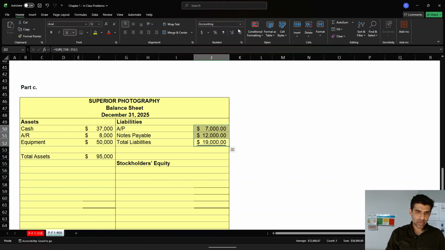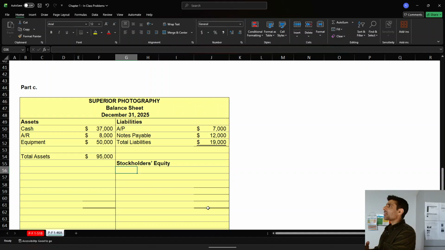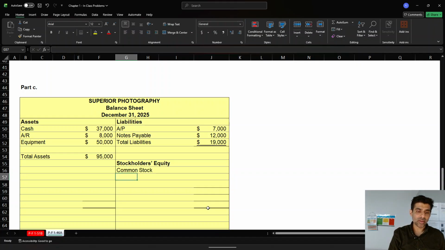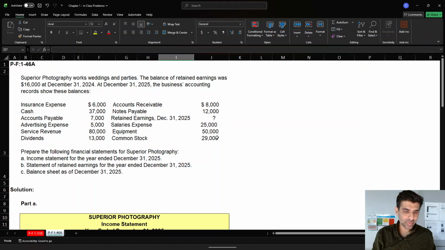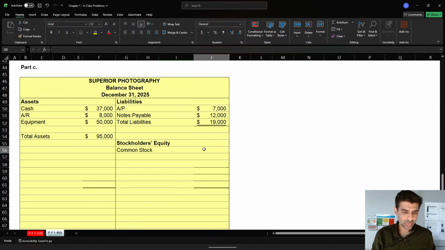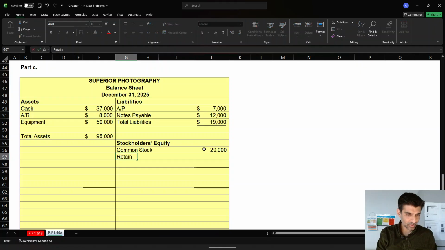Let me make these look nice. Now in equity, we have two parts: contributed capital and retained earnings. Contributed capital is our common stock. This is when we sold shares of our business to investors and they gave us money in return for that. That's what this common stock account represents. So if we go back up here, we see common stock, 29,000. And then we have retained earnings. Where do we get that from?